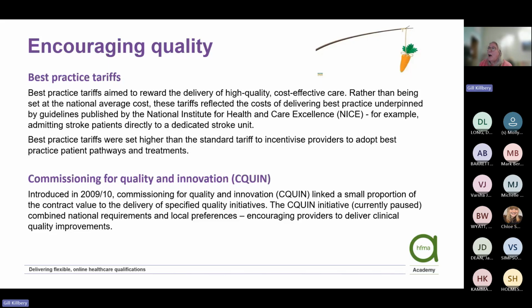National prices are on the NHS England website. They're all there every year, along with a copy of the standard contract. So everything's there that you can have a look at.